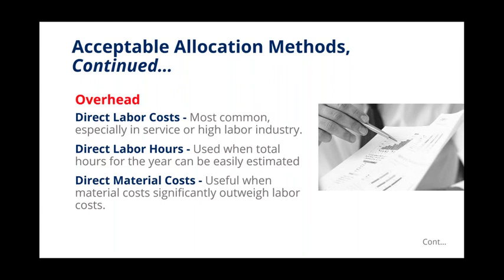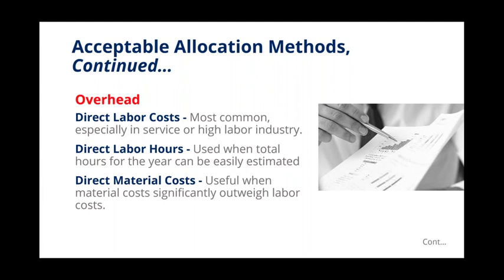All right, with overhead, there are actually a number of acceptable methods, and again, we'll tackle these from the most common, and it's usually direct labor cost. So we look at direct labor dollars, I guess would be a better way to say that. Most common, especially in a service or a high labor industry, right? So even if you're manufacturing something or reselling a product, if you've got a significant amount of labor, then labor seems to usually be the most common approach for allocating overhead.